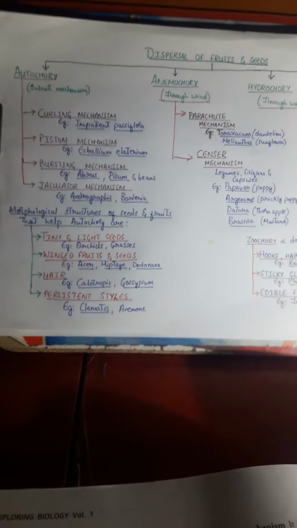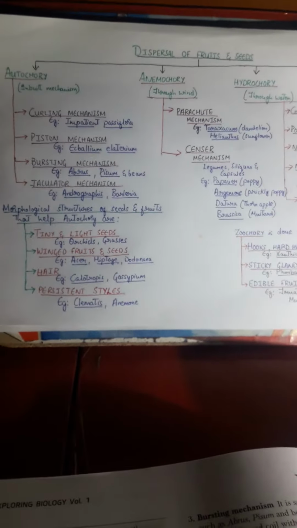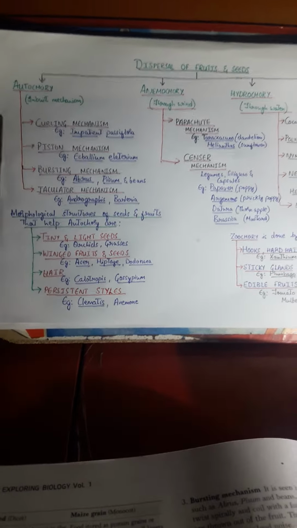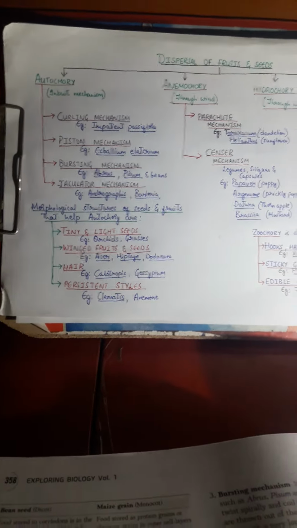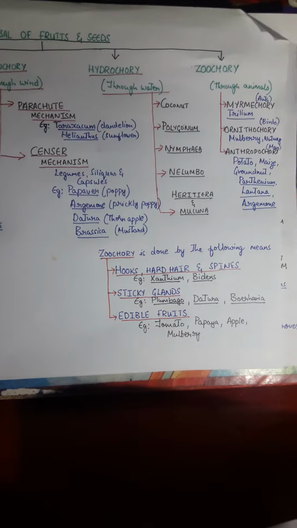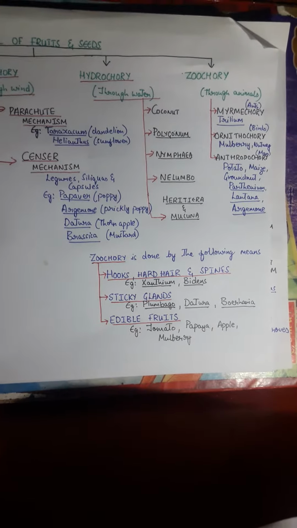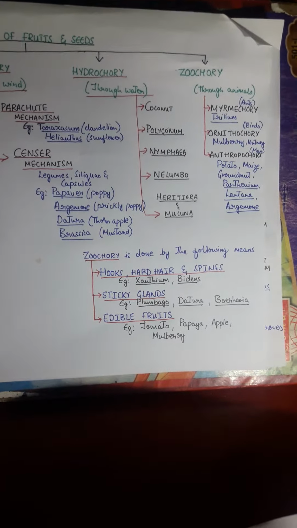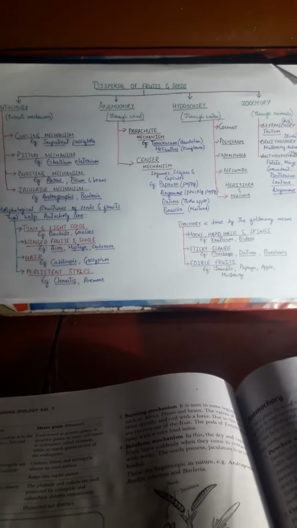So before winding up, I would just like to state the different topics that we studied under dispersal of fruits and seeds. We studied that the dispersal of fruits and seeds is of survival value to the plants. They are of four major types. Autochory, it is an inbuilt mechanism within the plant. Anemochory, wherein the wind brings about the dispersal of the seeds. Hydrochory, it is the dispersal of seeds and fruits through water. Zoochory, it is the dispersal of fruits and seeds through animals. So we have discussed the different mechanisms that are involved here in detail.